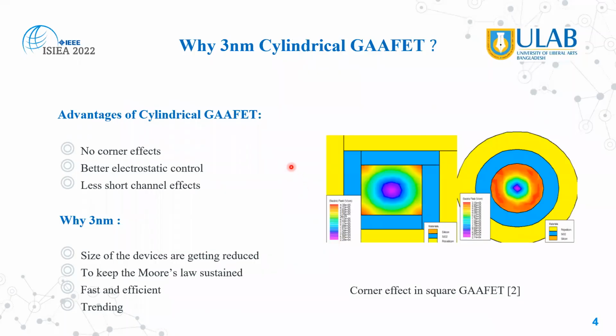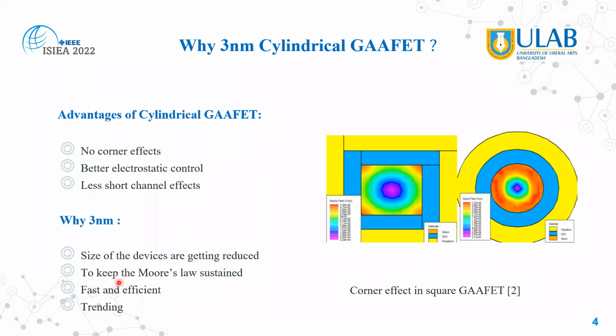Why is 3nm cylindrical GAAFET chosen? You can see in this picture, the square-shaped GAAFET has corner effects. On the other hand, the cylindrical-shaped GAAFET has no corner effects. So the advantages of cylindrical GAAFET: it has no corner effects, it has better electrostatic control, and it has less short channel effects. By 3nm, you can see the size of the devices is getting reduced. So this is one of the reasons.